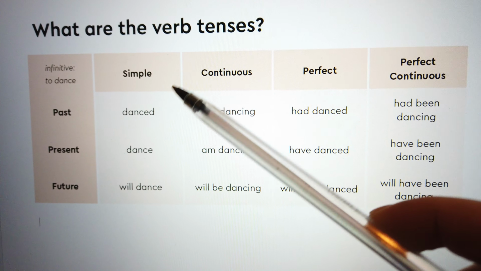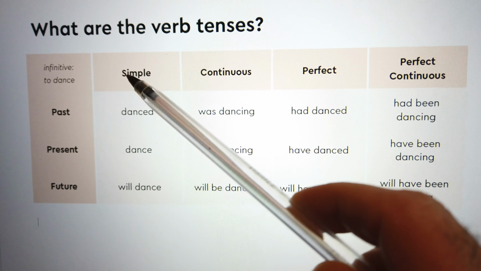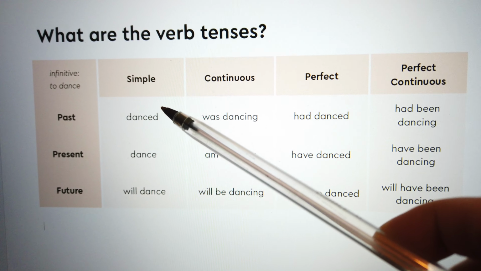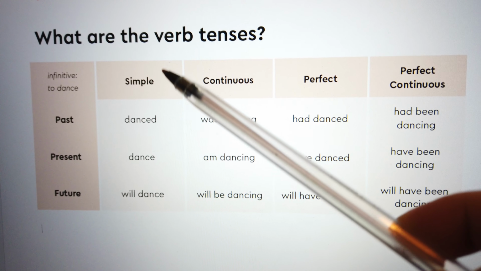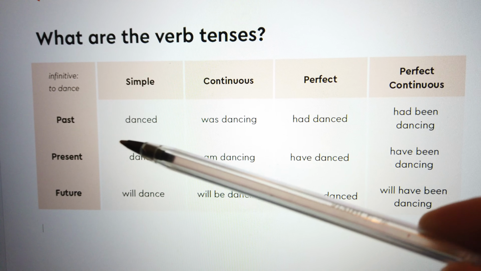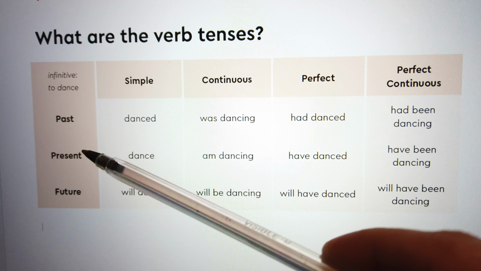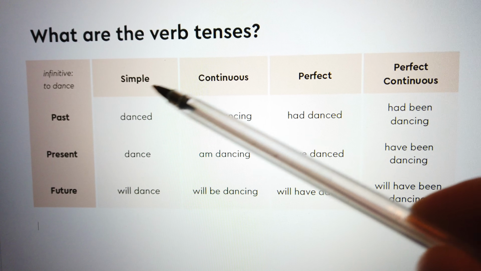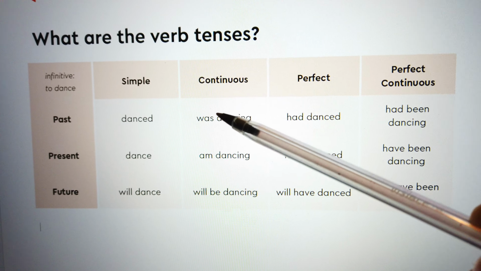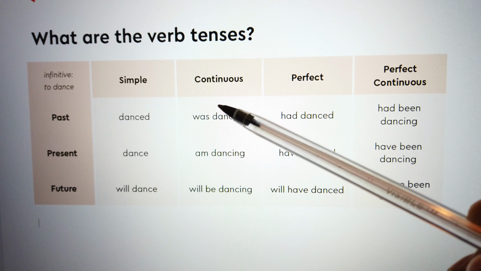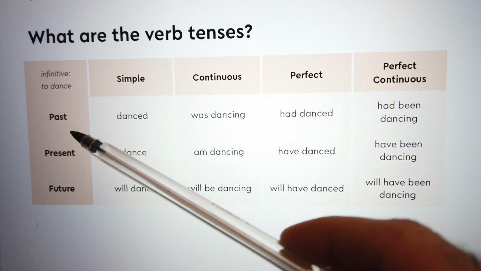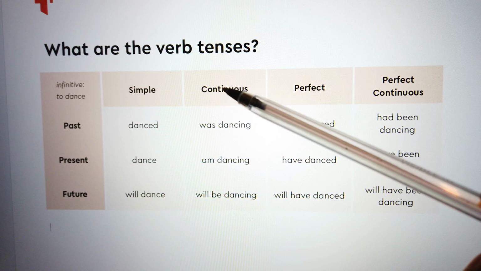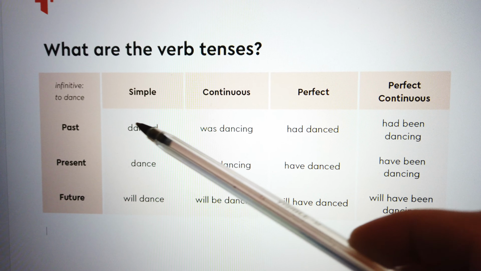Okay, so past simple, simple past: danced. Danced is simple past. Continuous past is was dancing.